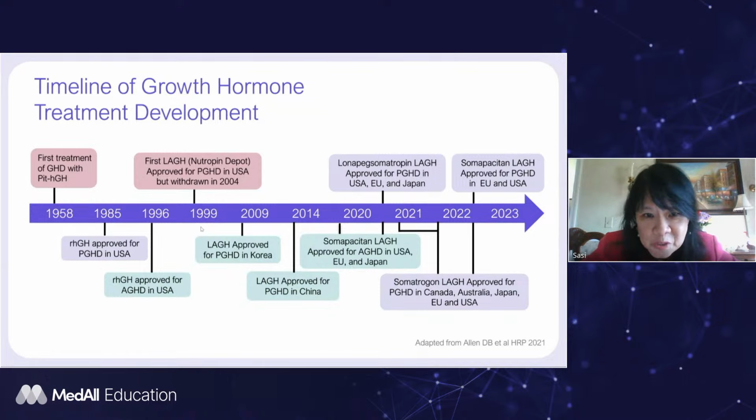But there were some issues with the growth hormone formulation. The long-acting growth hormone back then caused quite many side reactions, so it was withdrawn in 2004. But in other parts of the world, long-acting growth hormone was approved in 2009 and 2014. In the US, the first long-acting growth hormone was approved in 2021, and subsequently a different formulation of long-acting growth hormone was approved in 2023.